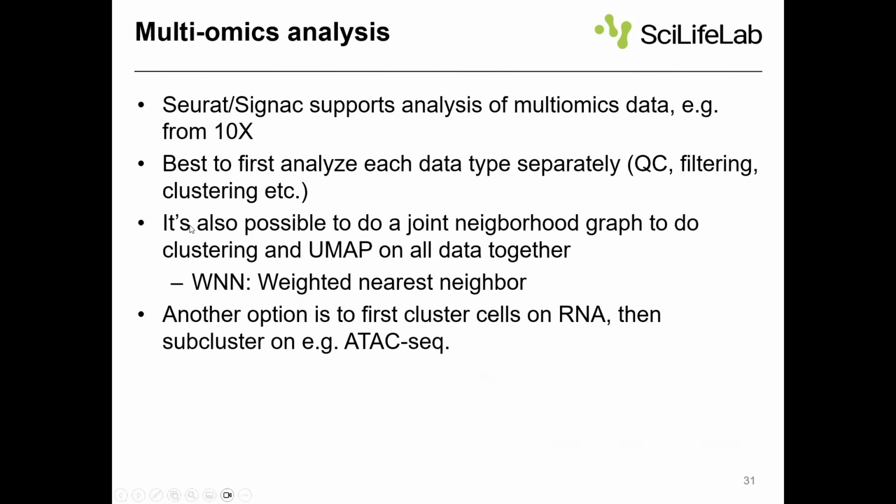using a joint neighborhood graph. So this is an option in Seurat or Signac. Or you can, for example, cluster the cells on RNA and then see if you can find more subclusters using ATAC-seq. With Seurat and Signac, this is quite well supported, and it's quite easy to do these things. I think in the beginning it was a bit uncomfortable and not super robust, but now I think it's not so painful to do this actually.